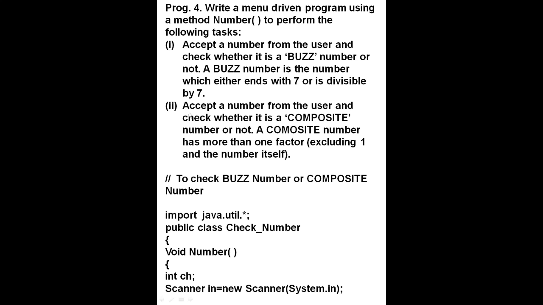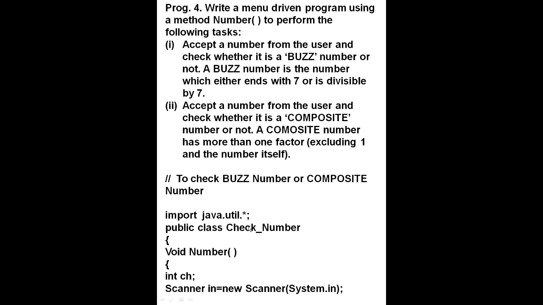And second case is accept a number from the user and check whether it is a composite number or not. A composite number has more than one factors excluding 1 and the number itself. Suppose we are taking 5, then the factors of 5 are 1 and the number 5 itself, so that number is known as a prime number. First we will write the menu to check buzz number or composite number.